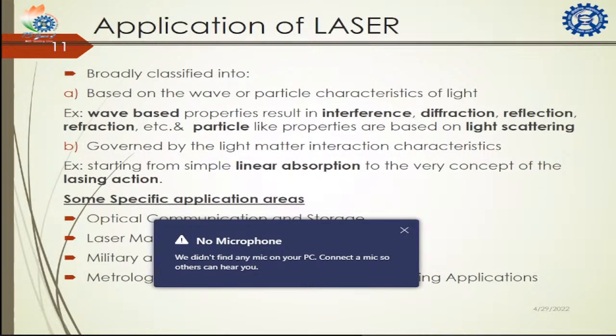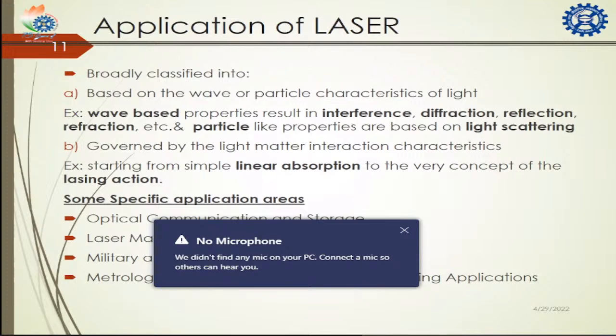So moving on to the applications of lasers. Where do we apply this laser? Broadly, it's classified into 2 types. The first is based on the wave or particle characteristics of light, the dual nature of light. The wave-based properties result in interference, diffraction, reflection, refraction, etc. And particle-like properties are based on light scattering. Scattering is like why the sky is blue, which people might wonder about.